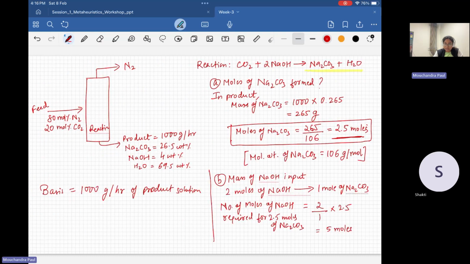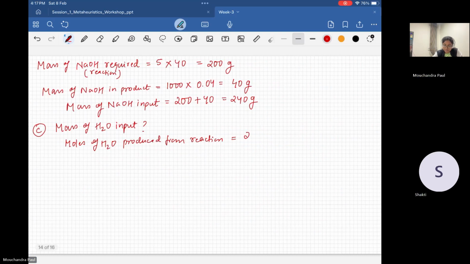Again, I'm repeating. From this part A, we know that 2.5 moles of the sodium carbonate is produced due to the reaction, right? And according to this chemical reaction, along with 1 mole of sodium carbonate, 1 mole of water is required. So if 2.5 moles of sodium carbonate is produced, then how many moles of water will there be? 2.5 moles, correct. So 2.5 moles of water is produced from the reaction.